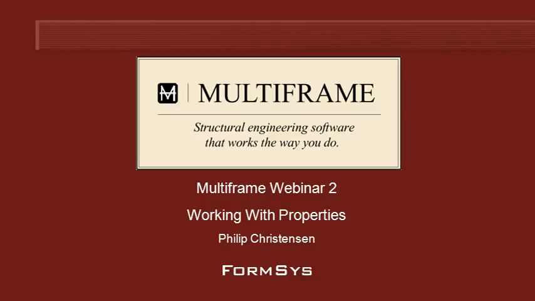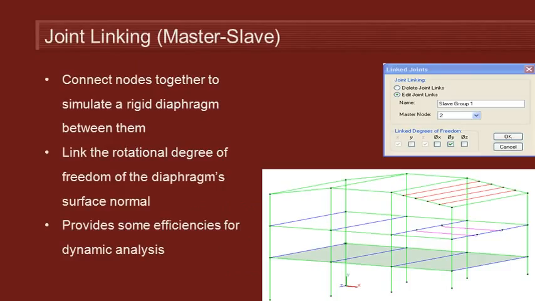We've seen how we can apply restraints and springs at joints in our frame. Now let's take a look at a slightly more advanced topic, which is master-slave or joint linking in Multiframe terminology. This is a technique where, when we have a series of joints which lie in a common plane, for example, the joints around a floor slab, then we can connect those nodes together to simulate a rigid body diaphragm between those joints. The technique that we use to do that is to link together the rotational degree of freedom of the surface normal of that diaphragm.